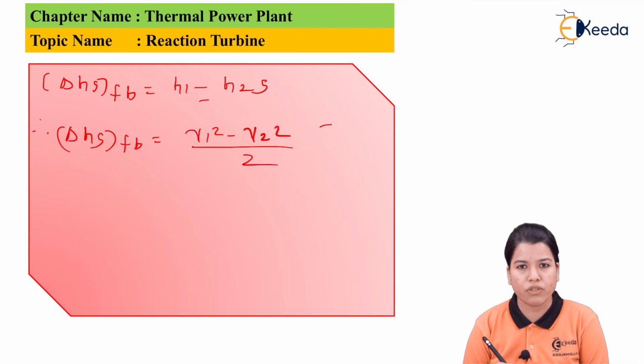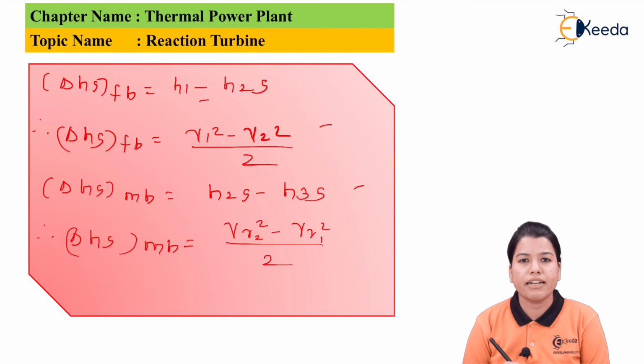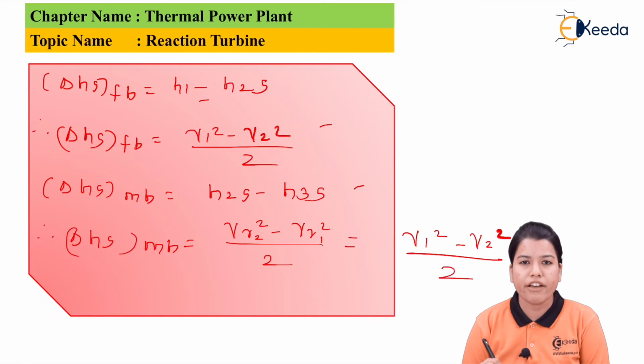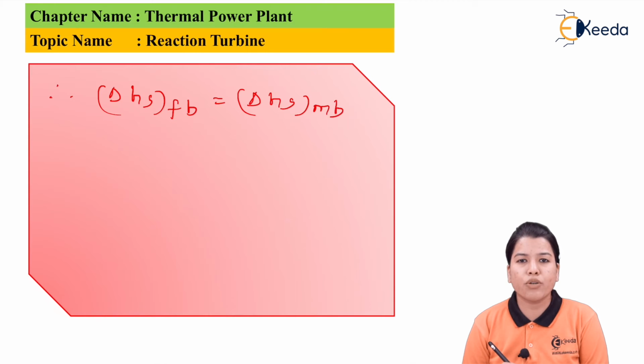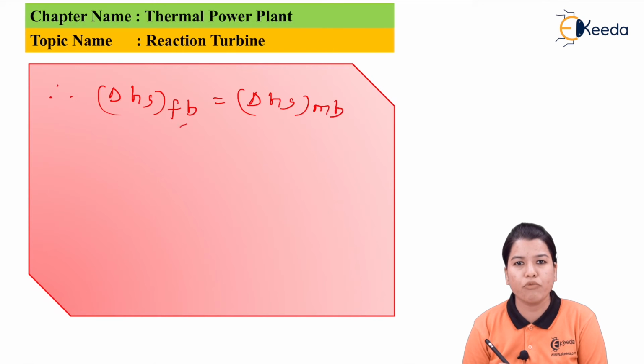Similarly we can write delta HS MB, that is for the moving blade, is equal to H2S minus H3S. Now this same equation can be further modified as delta HS MB is equal to VR2 square minus VR1 square divided by 2, which is equal to V1 square minus V2 square divided by 2. Hence we can write delta HS FB is equal to delta HS MB. So we can say that the enthalpy drop for the fixed blade is equal to the enthalpy drop for the moving blade.